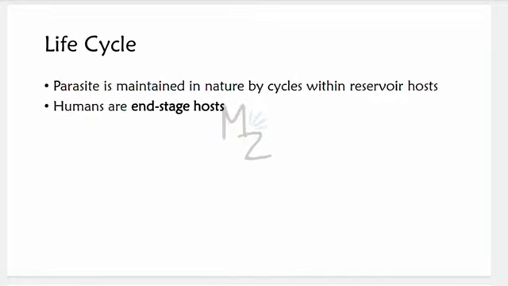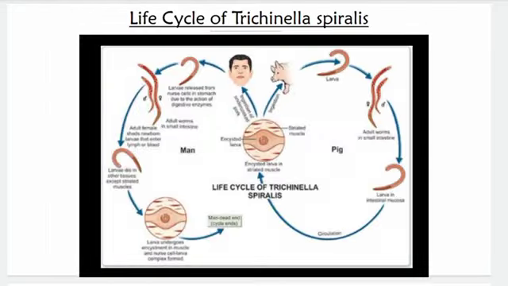The parasite is maintained in nature by cycles within reservoir hosts, primarily swine and rats. Humans are end-stage hosts, as we have discussed in Habitat, because the infected flesh is not consumed by other animals, which means that this infection is not transmitted by humans to others. Diagrammatic representation of the life cycle of Trichinella spiralis.